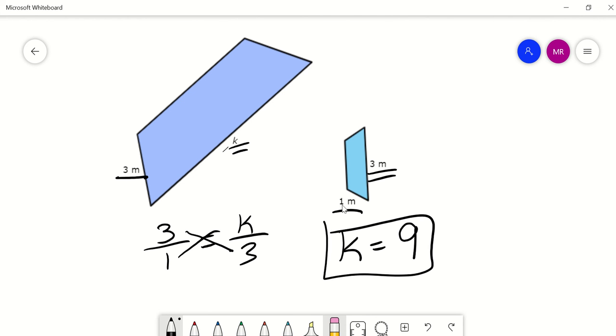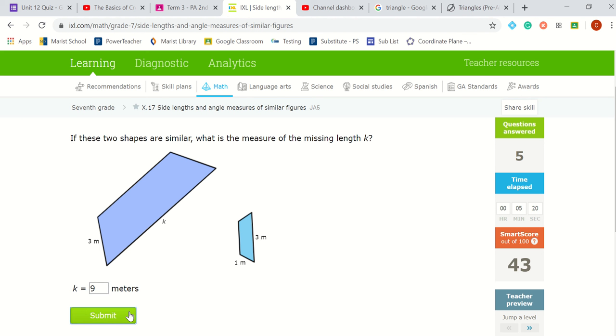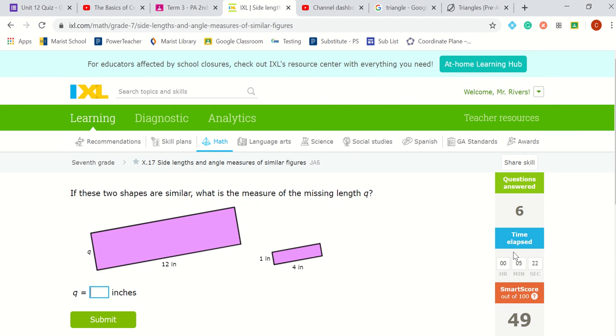And let's double check it. 1 multiplied by 3 is 3. 3 multiplied by 3 is 9, so K is 9. If these two shapes are similar, what is the measure of the missing length Q? All right, well, 4 multiplied by 3 is 12. 1 multiplied by 3 is 3. Let's double check. 4 times 3 is 12. 1 times 3 is 3.